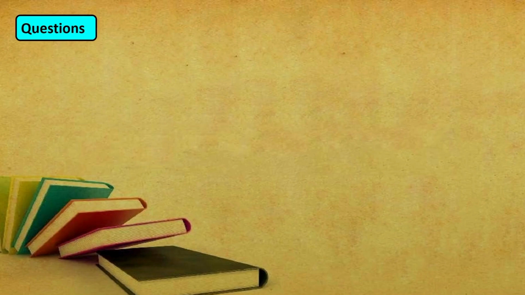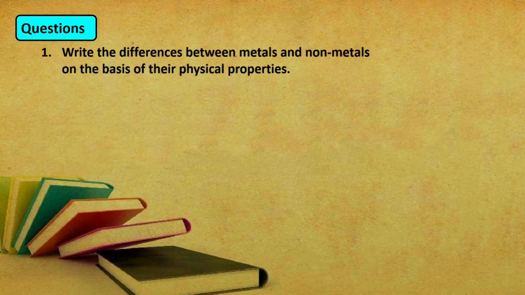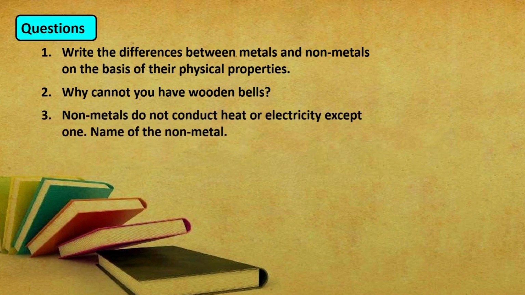Now again, the questions, you need to write the answers in your copy. So let us follow the questions. Question number 1. Write the differences between metals and non-metals on the basis of their physical properties. Question number 2. Why can you not have wooden bells? Question number 3. Non-metals do not conduct heat or electricity except one. Name the non-metal.